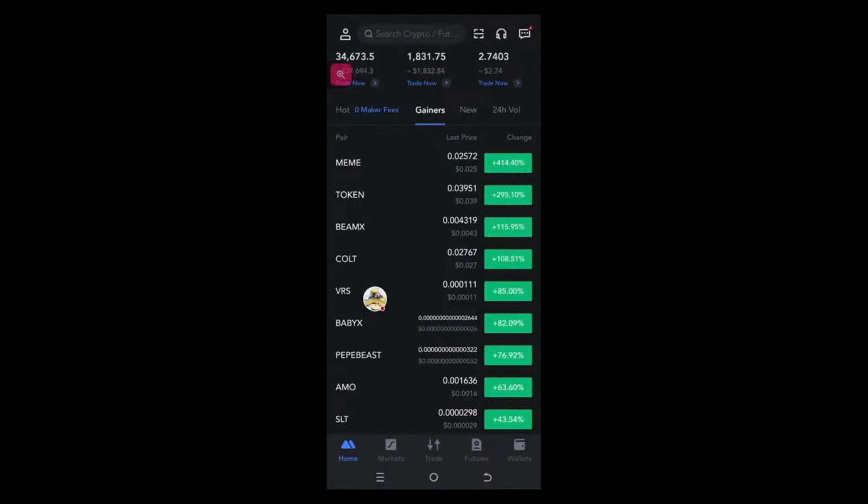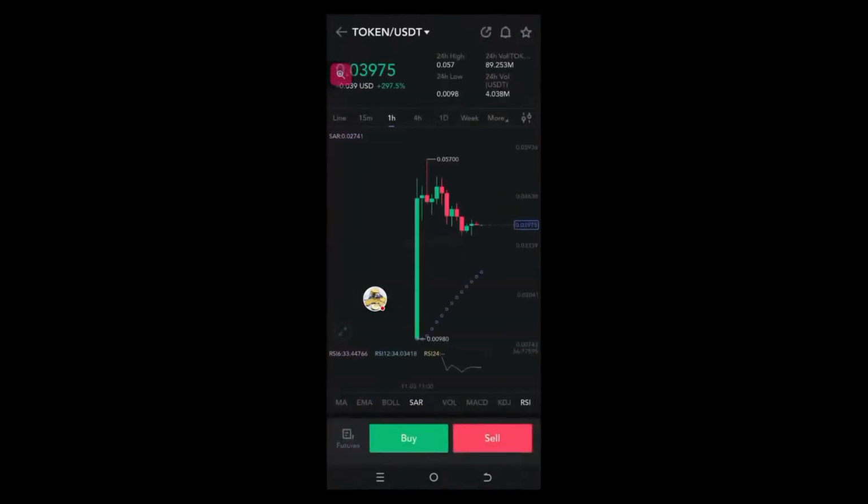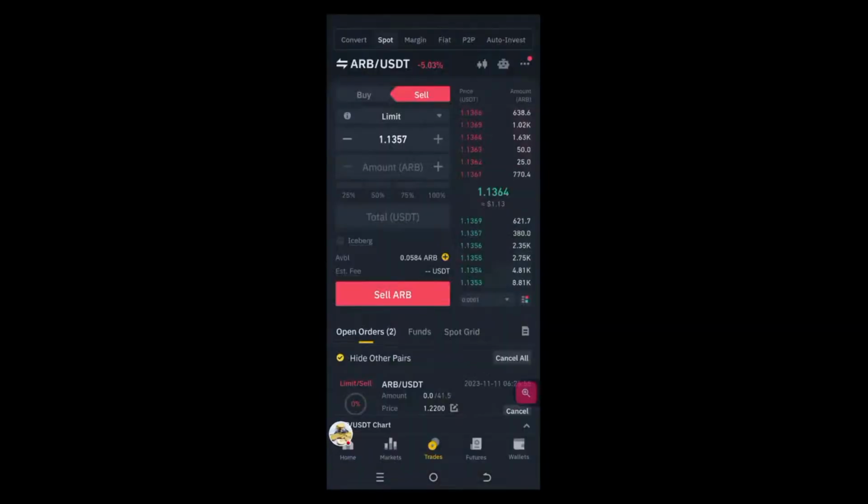Which one? Token. What's going on here? Spot. Token. Do we want to do this one? No, it looks horrific because there's a lot of red in it. I don't want that. Limit order gives me an opportunity to set the amount I want to get.